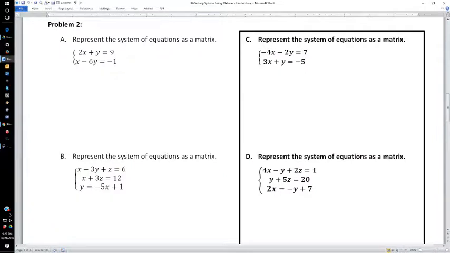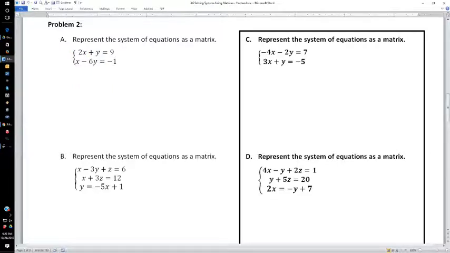Okay, hopefully you've turned your page by now. Problem 2, A, B, C, and D. Represent the system of equations as a matrix. Okay, remember what I said earlier, a lot of these times are like x plus y equals a constant? All right, so what we're going to do is make sure we put all of our x's in the first column, all of our y's in the second column, and then all of our constants in the third column. If we have a third variable, we do x, y, z, then our constants.